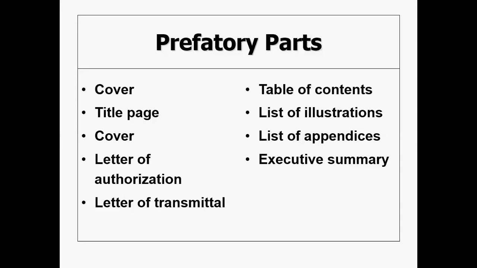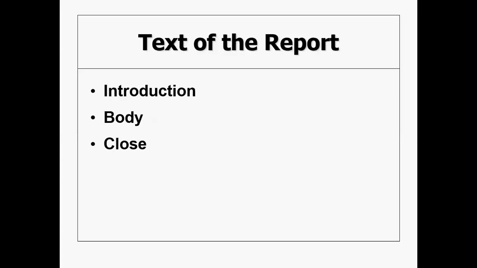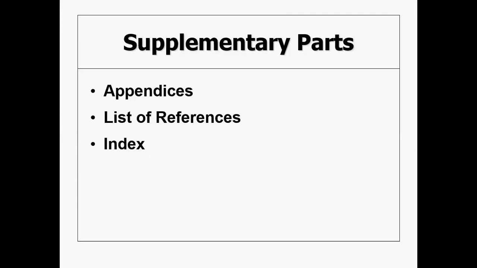Then you have a table of contents. Then you have a list of illustrations, figures, and tables. Then you have a list of appendices, an executive summary, and then the main body of the document and the reference list. And then you close with the appendices and different kinds of index.